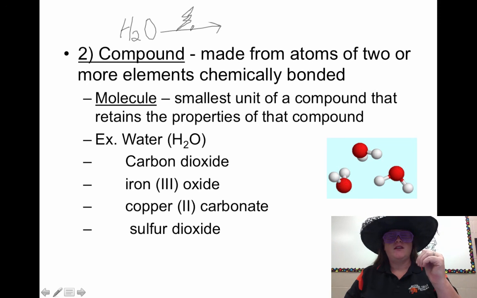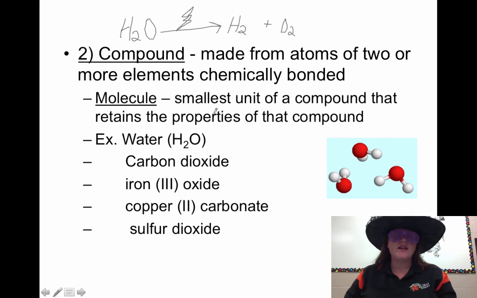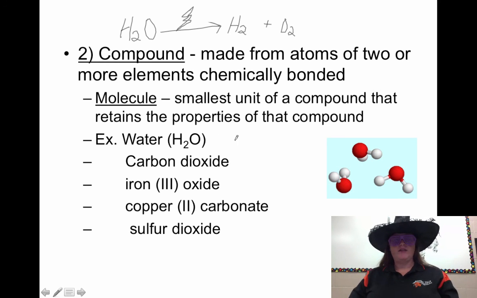Lightning bolt, that was a horrible sound, can be broken down into the elements hydrogen and oxygen. All right, this is a chemical process.